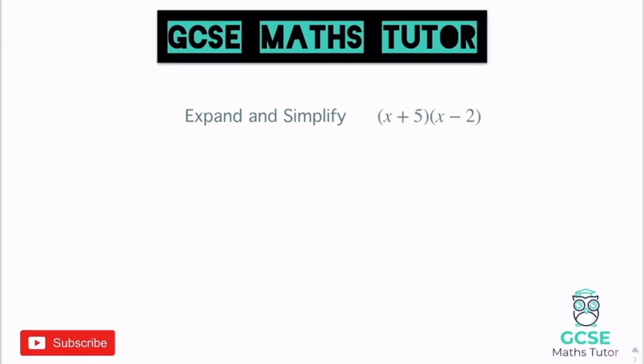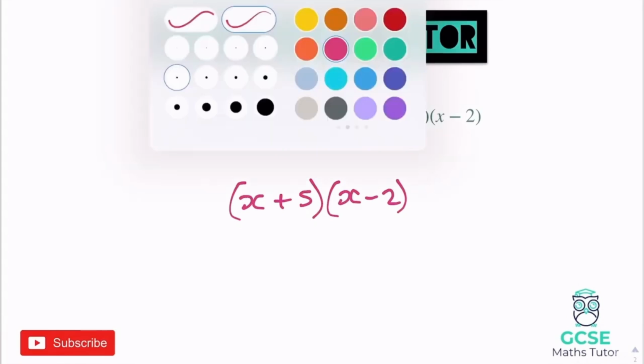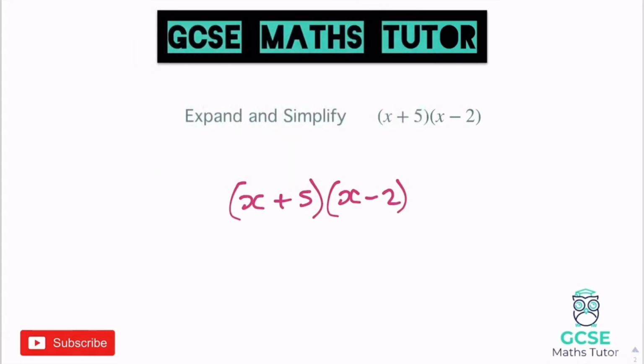Okay, so expand and simplify this one. So we've got a negative in the second bracket. So I'm just going to rewrite this. We just need to make sure we're careful with that. So x plus 5 and x minus 2. Now following the same process, I'm going to do the x times the x. I always do those first, get that x squared piece at the start. So we get x squared, and then the x times the negative 2.